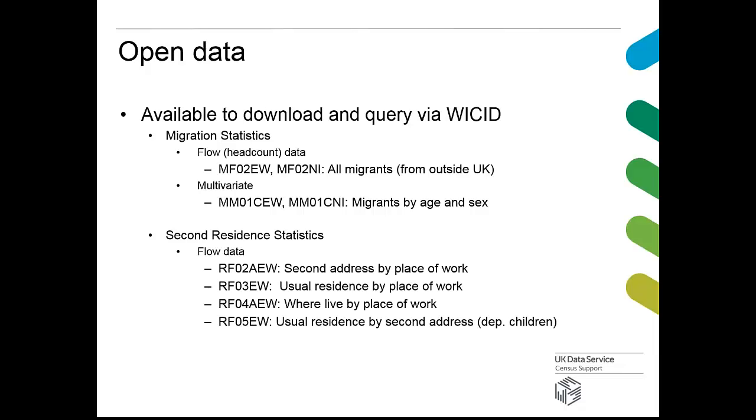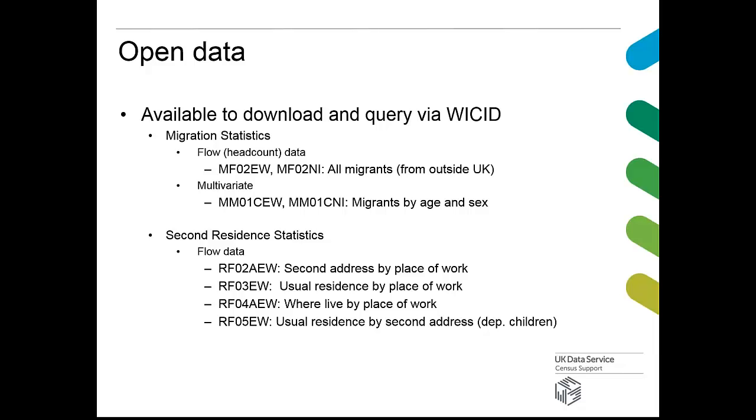In terms of open data, I want to look first at migration data and second residence data. For migration data, there are some flow tables showing counts of all migrants, including migrants from outside the UK who are entering the UK. We have multivariate observations of migrants by age and sex. For the second residence statistics, we've got four different tables.